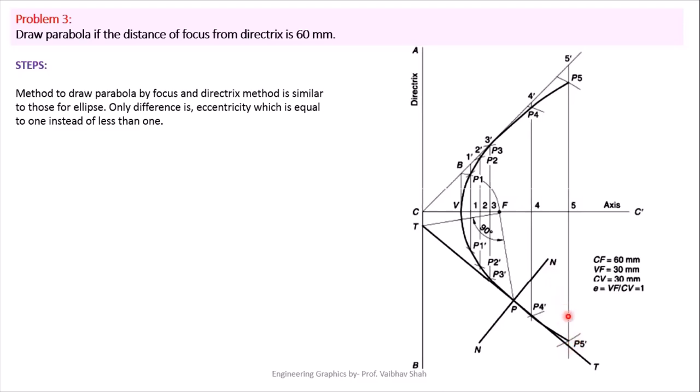Now after getting all these points, you have to simply join these points by a smooth dark line. Let us start joining points by P5 dash, P4 dash, P3 dash, P2 dash, P1 dash, vertex point V, P1, P2, P3, P4 and P5. So this is nothing but your curve, you can see that. This is the starting point of your curve, which is also known as your vertex point, and this is your generated curve. So that is it.